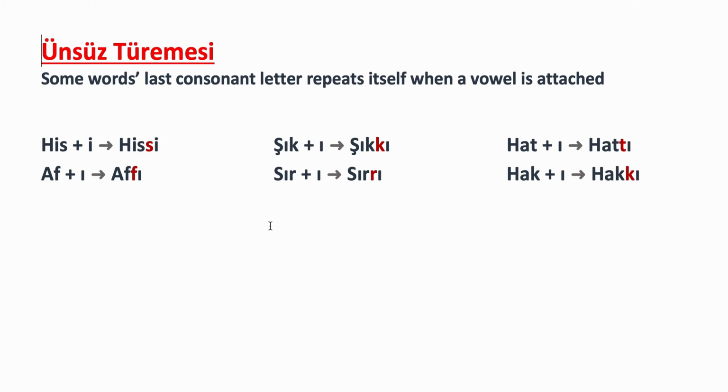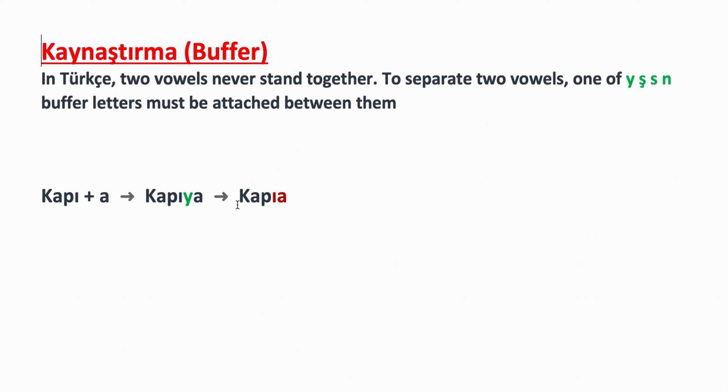New topic is ünsüz türemesi. There are a few special words that their last consonants duplicate when a suffix that starts with a vowel is attached. I listed all these words already, so we can skip that.